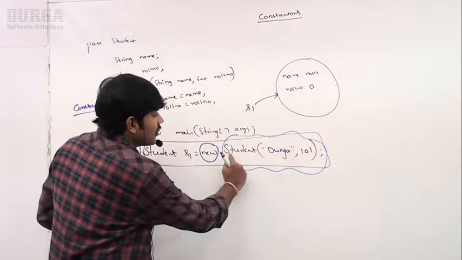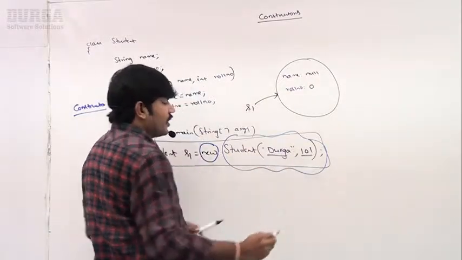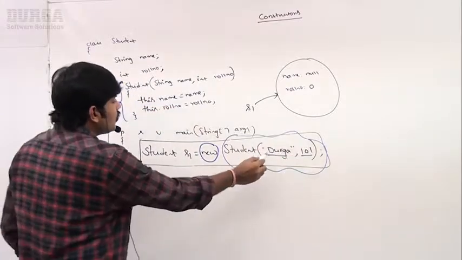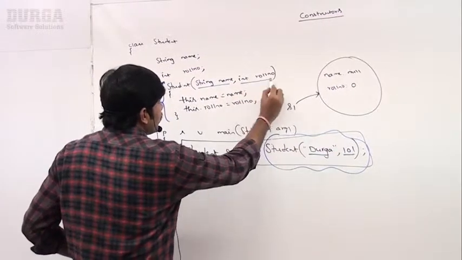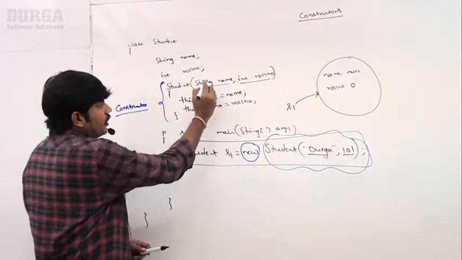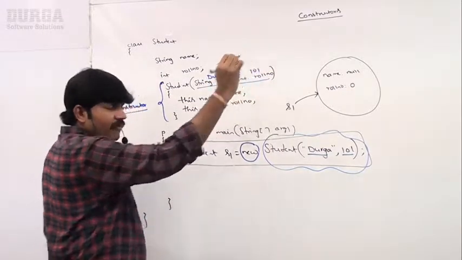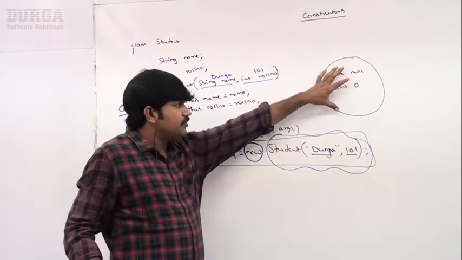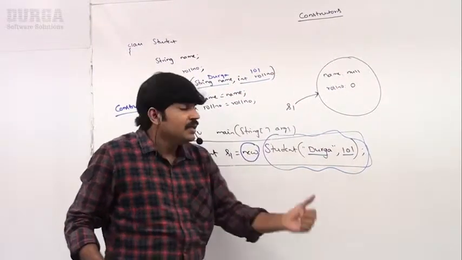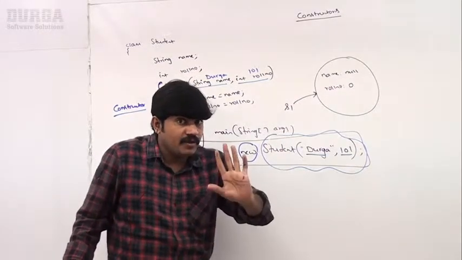So, we are calling the Student constructor by passing Durga and 101 as the arguments. Now this Durga will come to this variable, and 101 will come to this variable. Have you observed, right? Now this argument will become Durga and this value will become 101. So whenever we are creating an object, automatically the constructor will execute to perform initialization of the object.